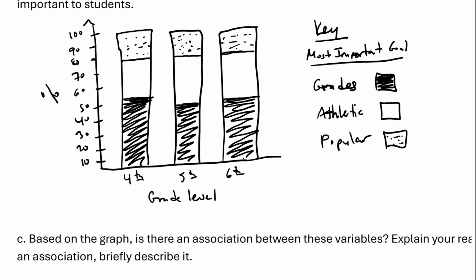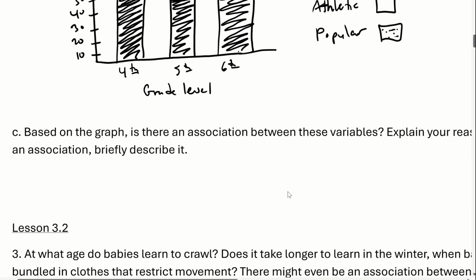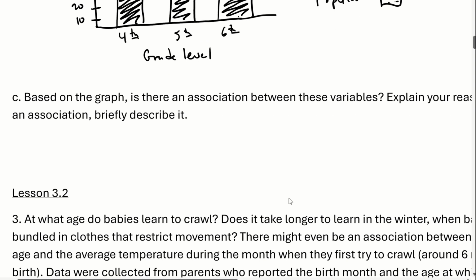Okay, so there is a slight difference in the bars, not much, but it does exist. So 4th grade, there's a slight change compared to 5th and 6th between the athletic bars and the grades bar. The popular basically stayed the same, so that didn't change, but the other ones did change. Okay, so there is an association. As long as there's a few differences, then you would say yes, there's an association.